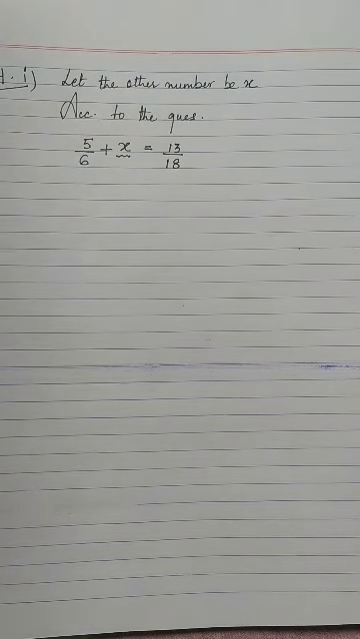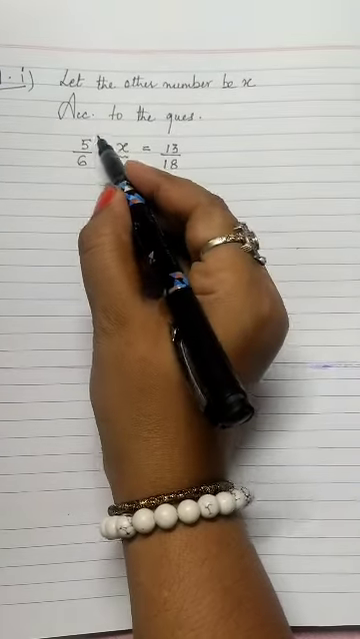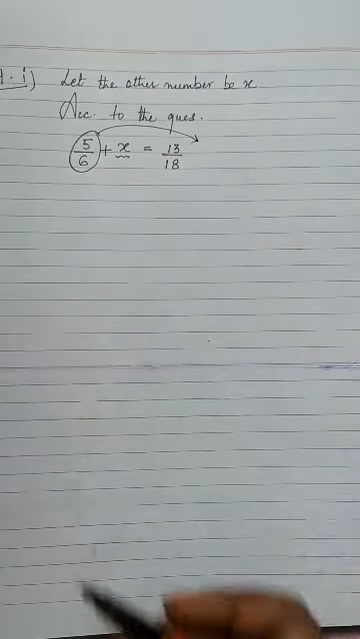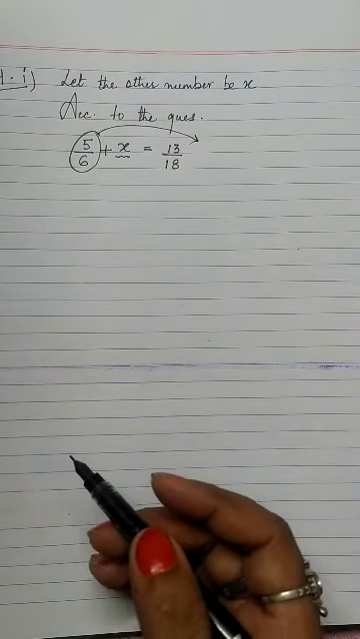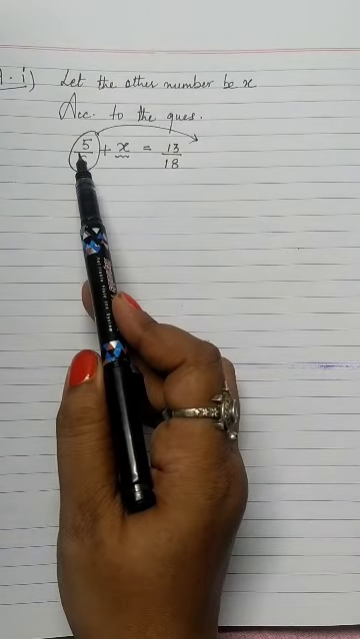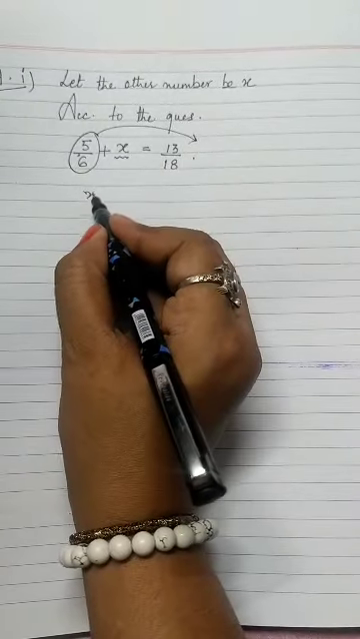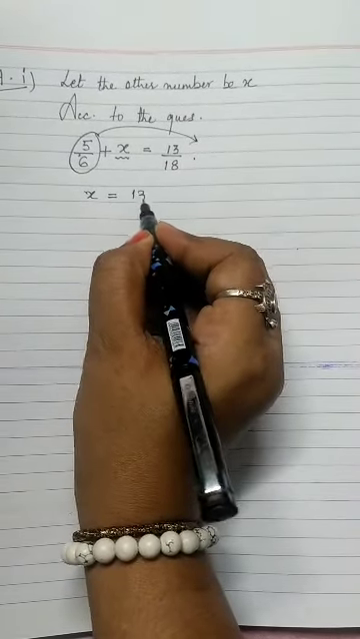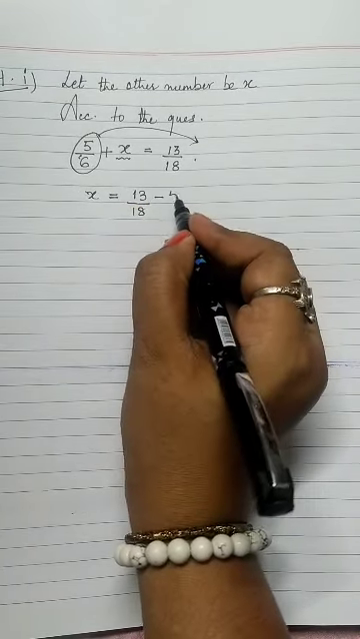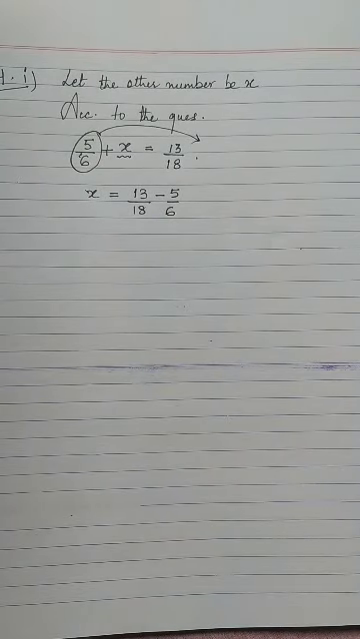In this case you can see 5 upon 6 has a plus sign, or a positive sign. So this is shifted to the other side of the equal to, and you know that when we shift a rational number to the other side, we get the opposite sign. Here it is of positive sign, it will go to the other side, now it will become negative. That is, x is equal to 13 upon 18 minus 5 upon 6. Now simply subtraction has to be done.